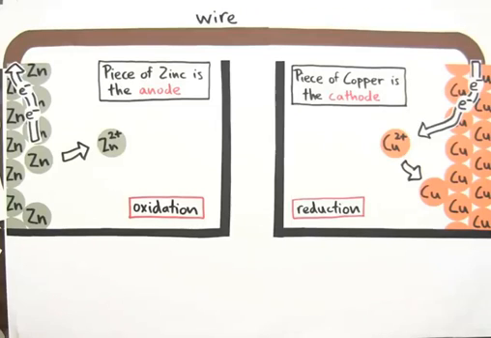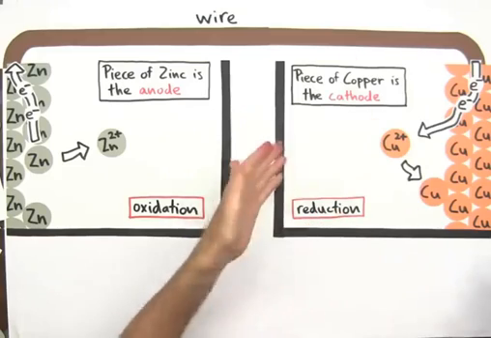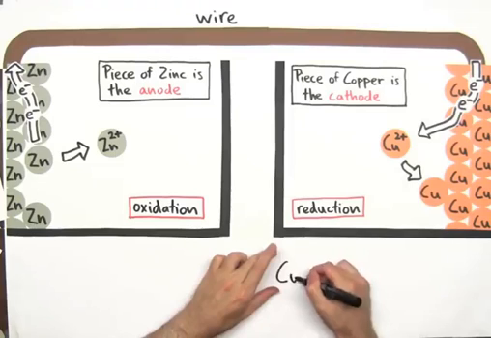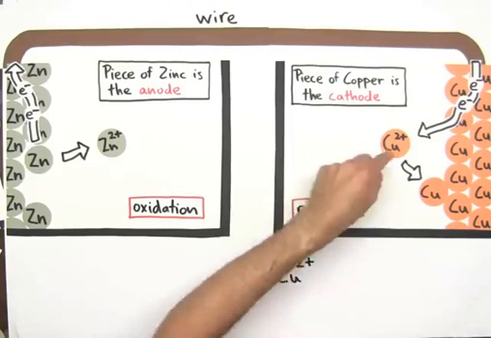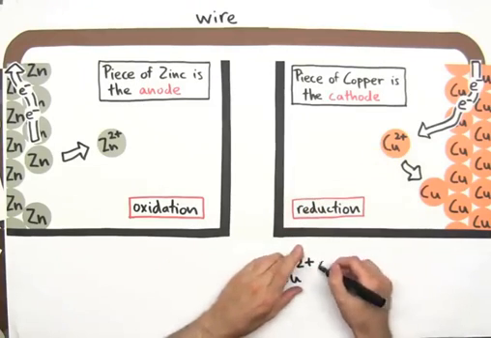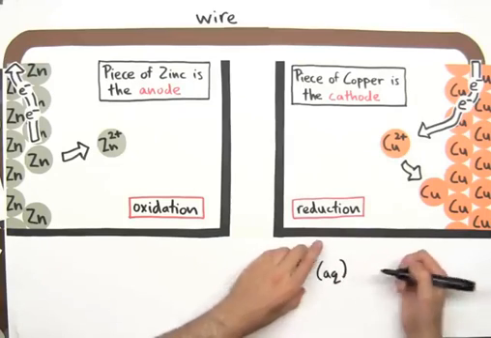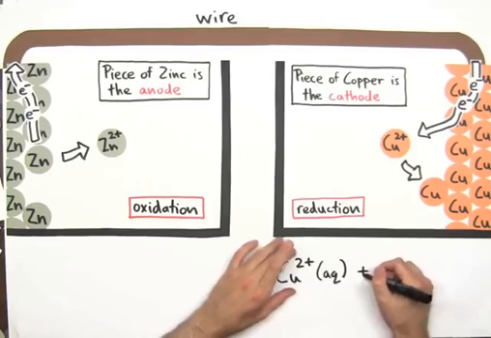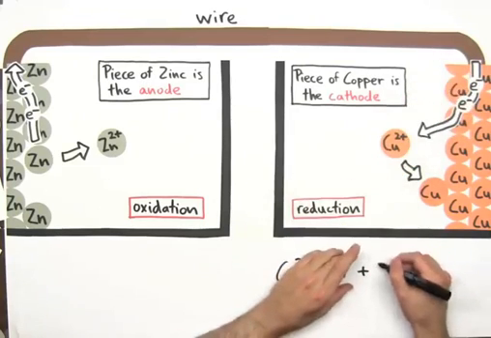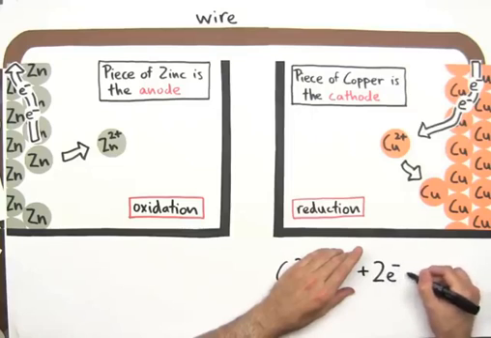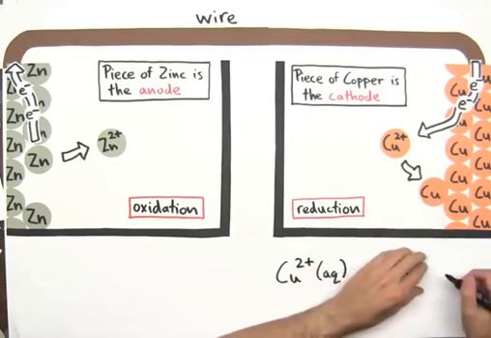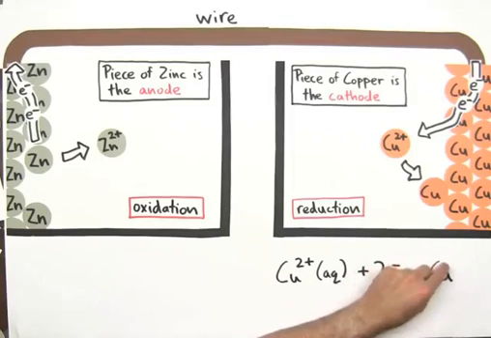Now let's write reactions for the two processes that are happening here. Okay? First, let's write the reaction for reduction. We're starting with Cu2+, and this Cu2+ is dissolved in solution. So I'm going to write that with an (aq) for aqueous after it to show that it's dissolved in solution. Now this Cu2+ gains 2 electrons, so I'll write plus 2e-, and that gives us a neutral copper atom. So I just write Cu with no charge after it.